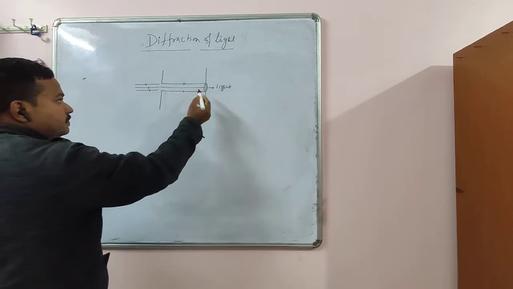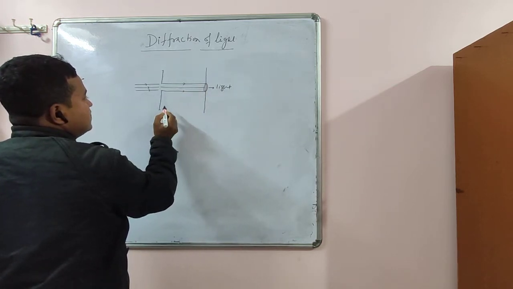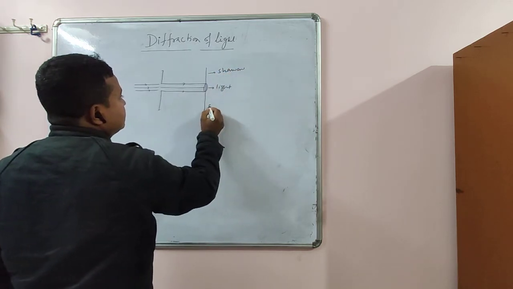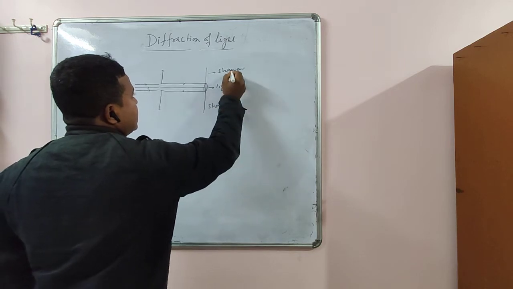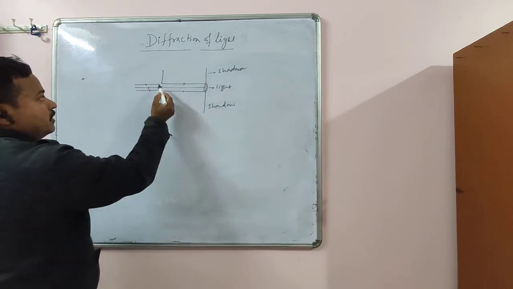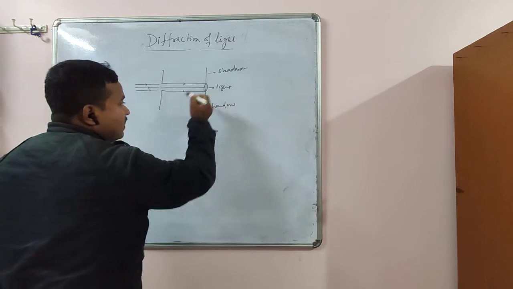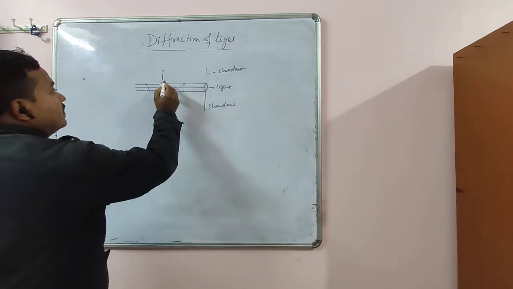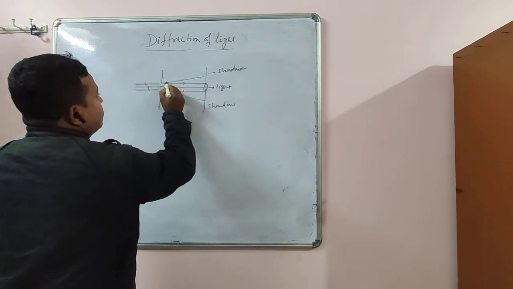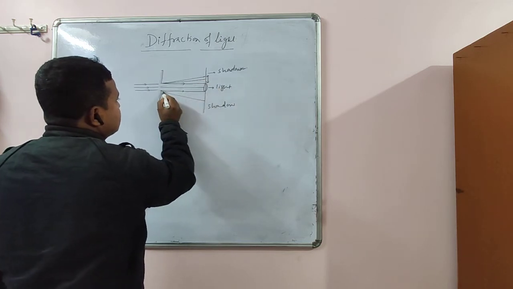But practically you will find that these regions are the shadow region, because light can pass through this hole only, so there should not be any light if we assume light travels in a straight line. But practically we will get light in these regions also.